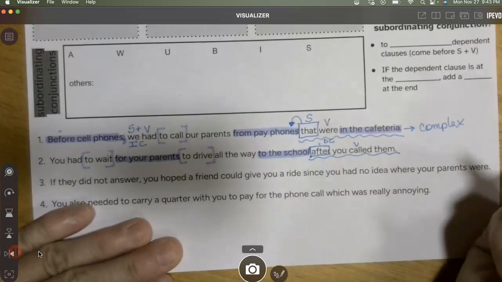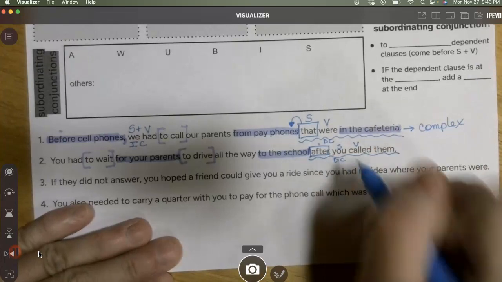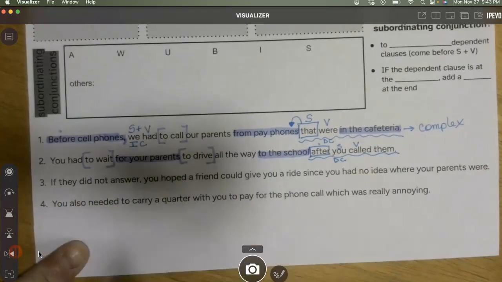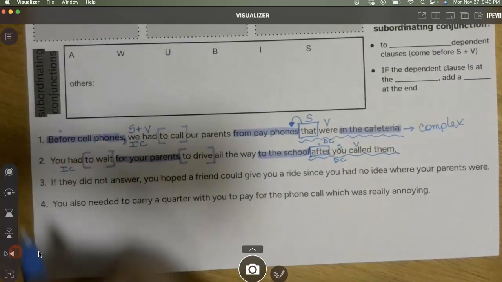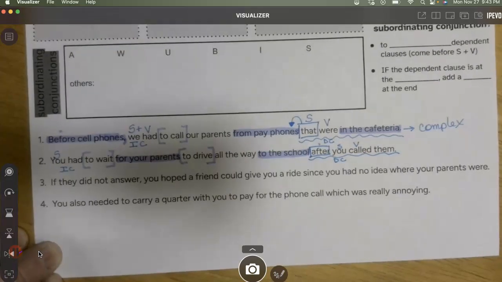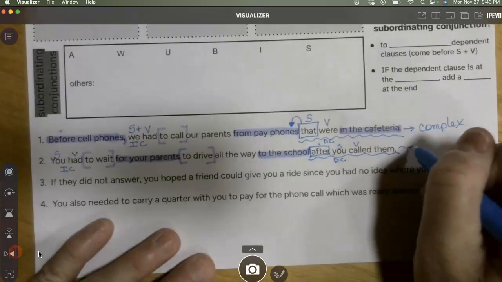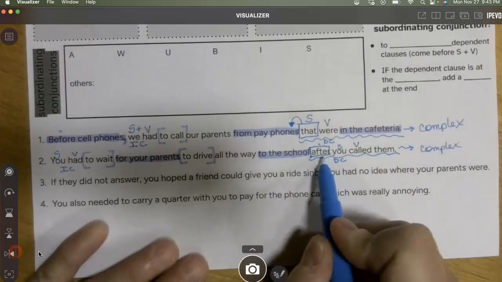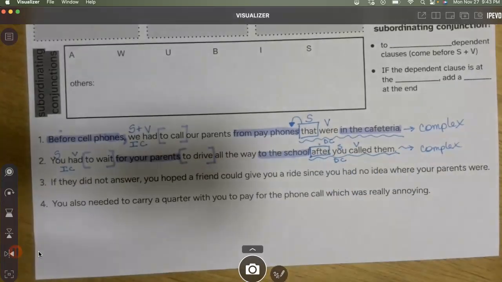Called is the verb. Who called? You called. So this is a dependent clause, which means that the rest of this sentence over here has to be the independent clause. If I look over here, I'm looking for who's the subject? You are. And what did you do? You had. So that tells me this is complex. I found a dependent clause. It had a subordinating conjunction with a subject and a verb.